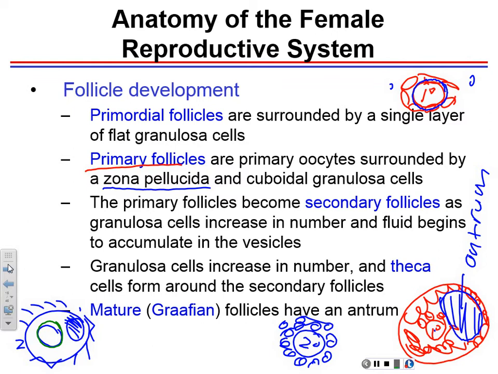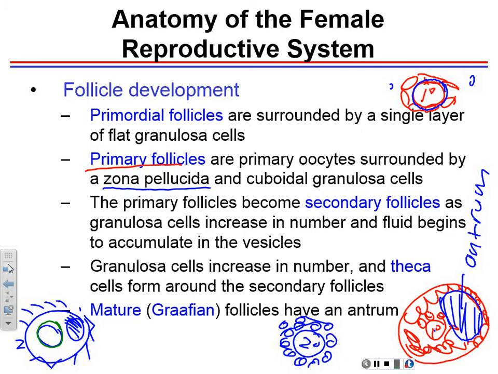And then they become cube, those flat cells, and it's now the primary follicle. So the primary follicle only has flat squamous granulosa cells on it. And then the primary follicle has got the zona pellucida surrounding the egg cell, and the flat cells are now cuboid cells. They're growing. And then the granulosa cells continue to form many layers around the egg cell.